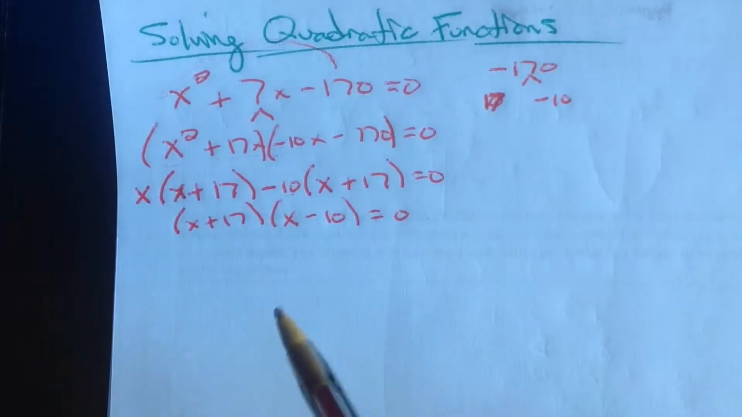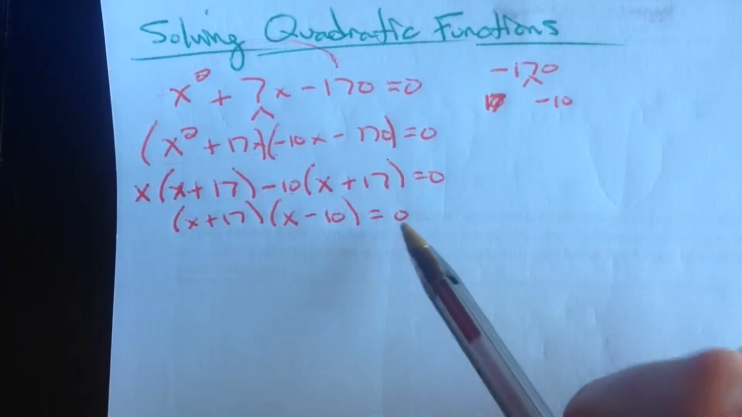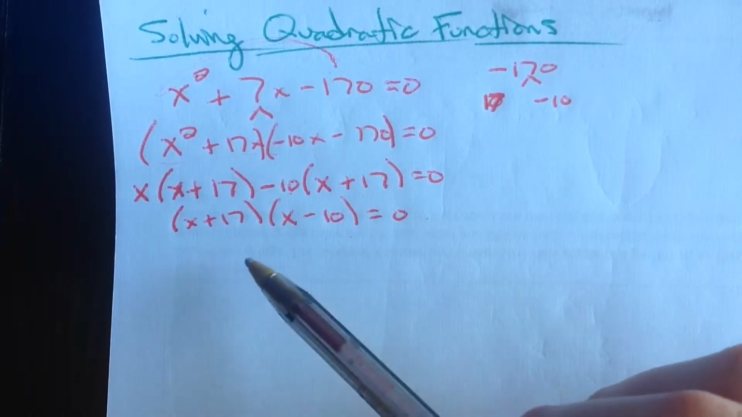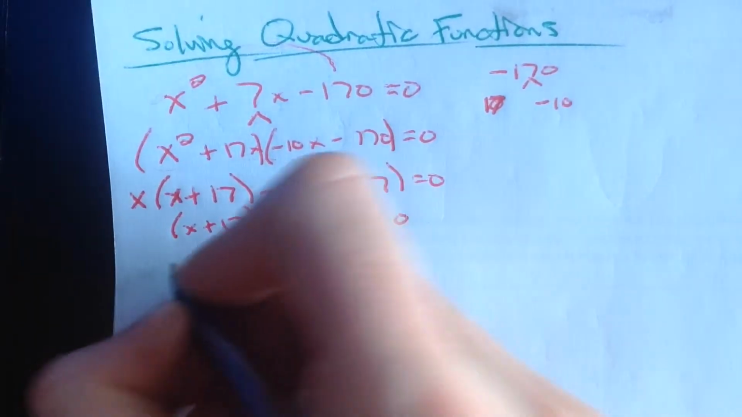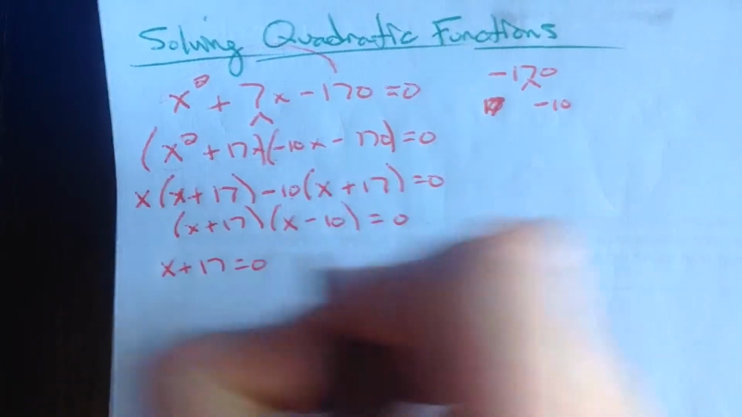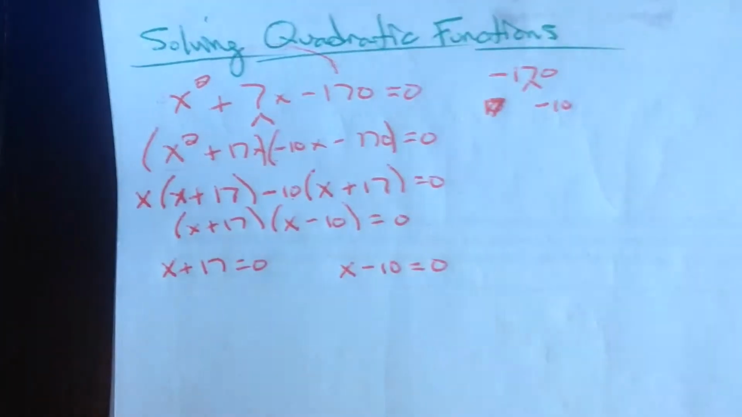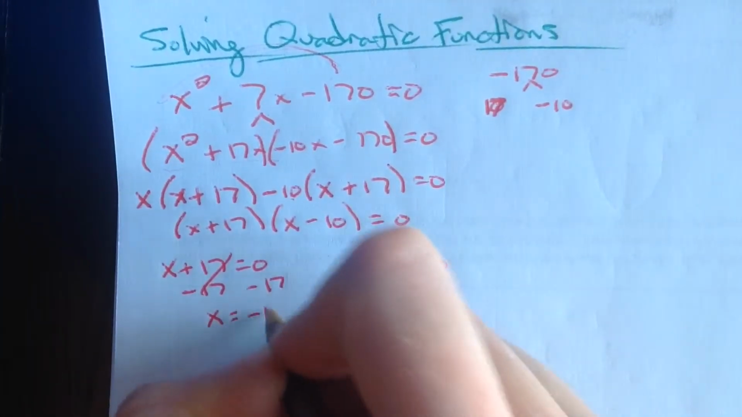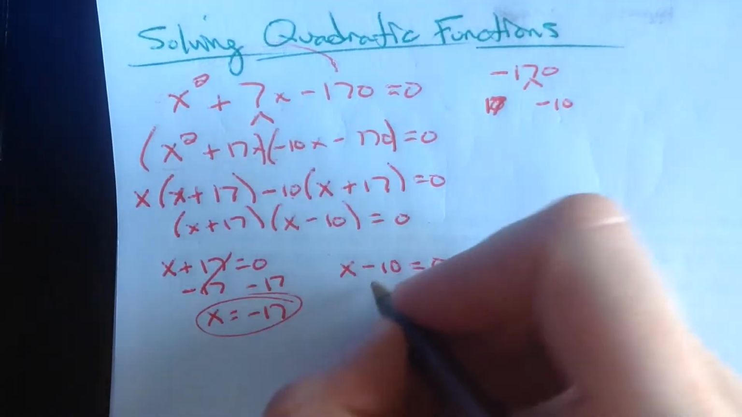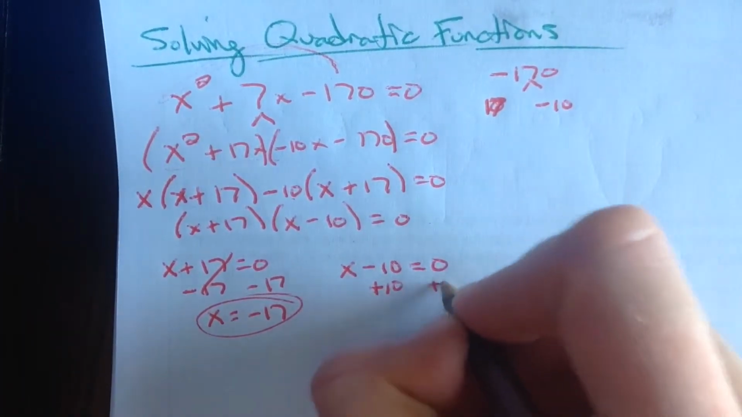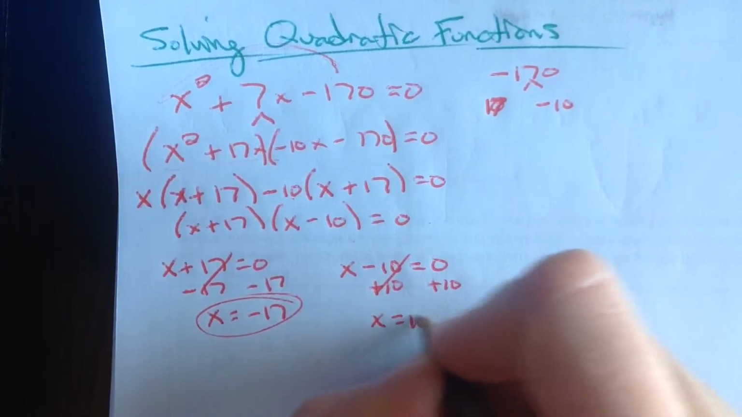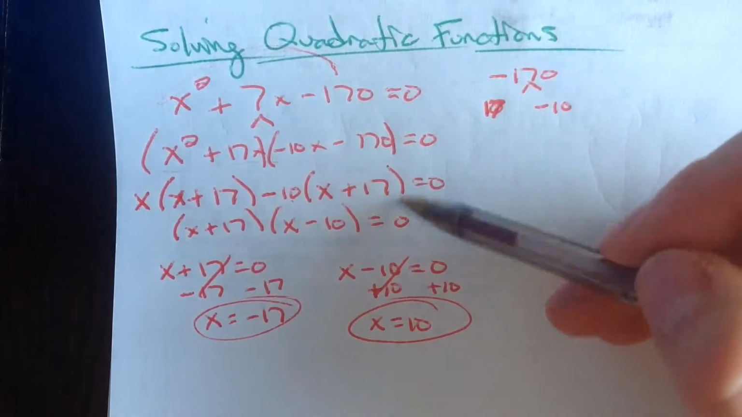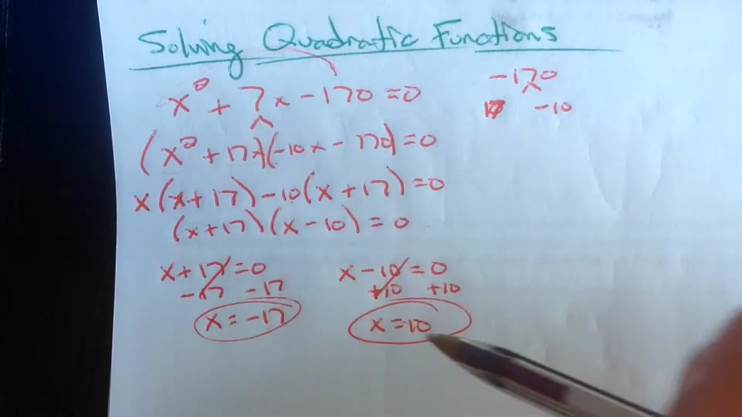If I have 2 things that are being multiplied and I want to get 0 as their product, that just means that one of them has to be 0, because 0 times any number is 0. So this allows me to set each of them individually equal to 0. In the first case, if I subtract 17 from both sides, I get x equals negative 17 as one possible solution. In the second case, if I add 10 to both sides, I get x equals 10 as the second possible solution.